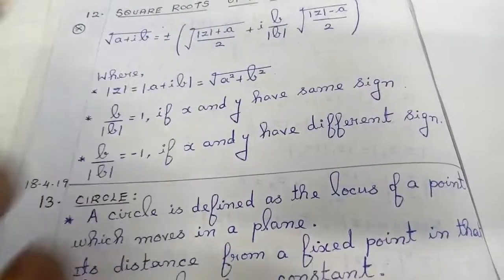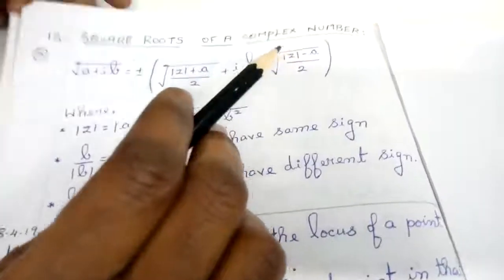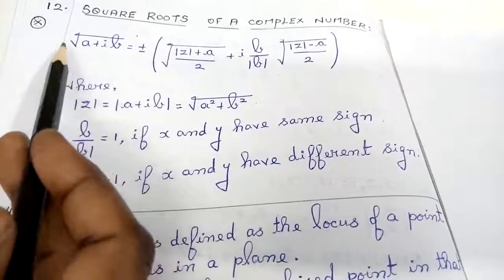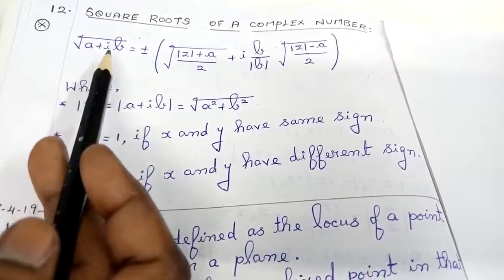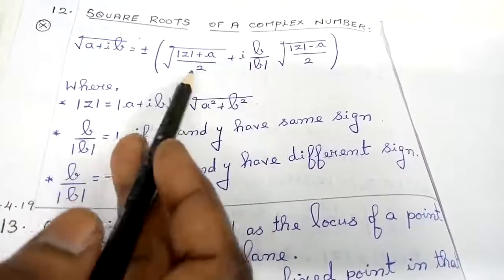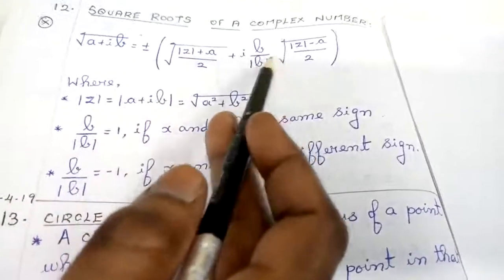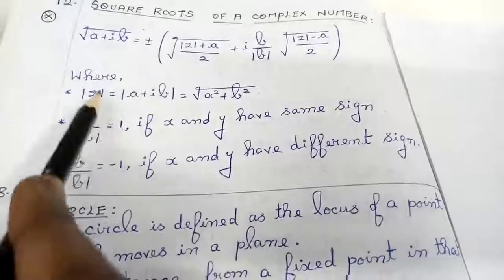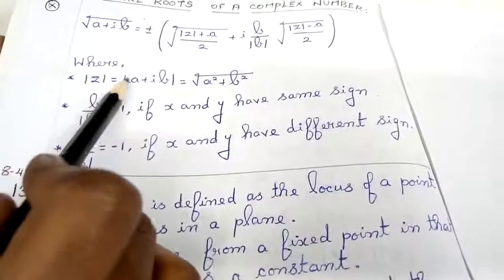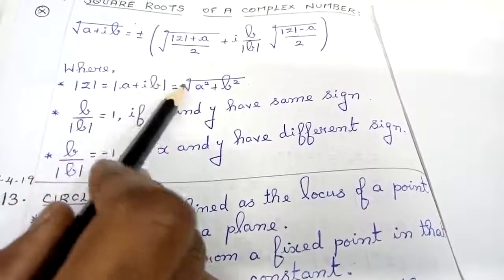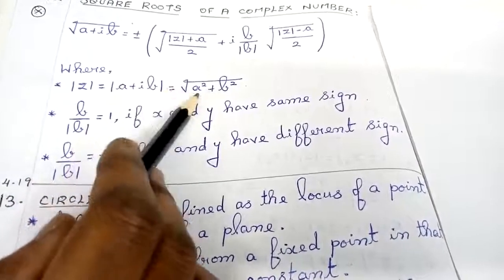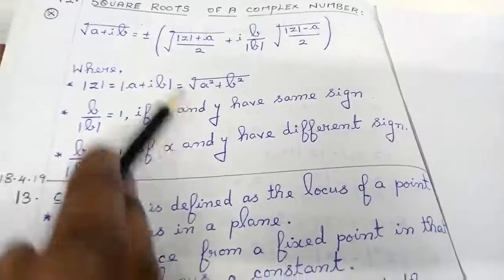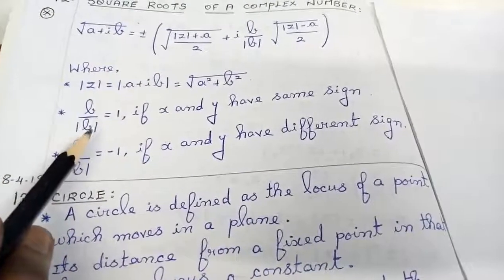Next concept, square root of a complex number. To find the square root of a complex number, we are going to use this formula here, students, that is root of a plus ib, where we form the real part plus imaginary part, and I have explained this. Based on that we are going to see this concept, that is modulus of z is modulus of a plus ib, which can be written as root of a square plus b square, and they have given you these two conditions, and this is the idea of the square root of a complex number.